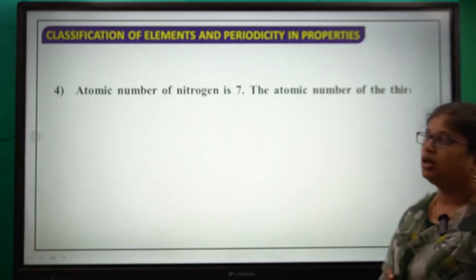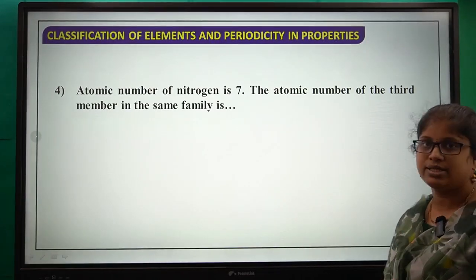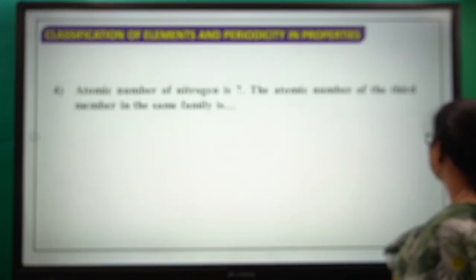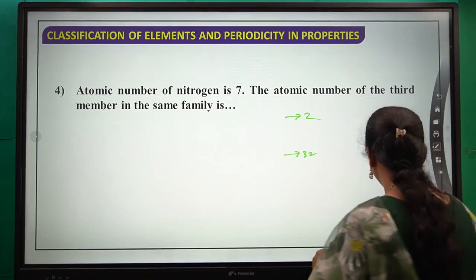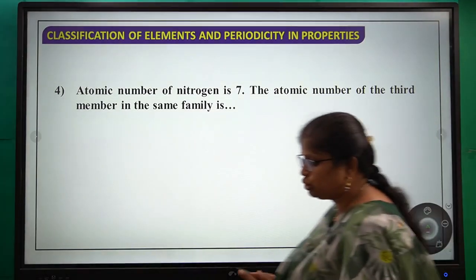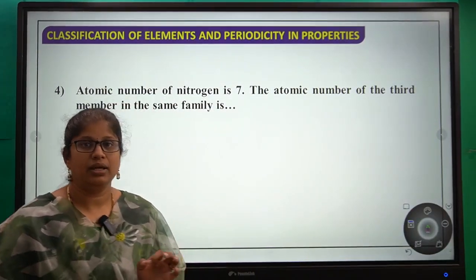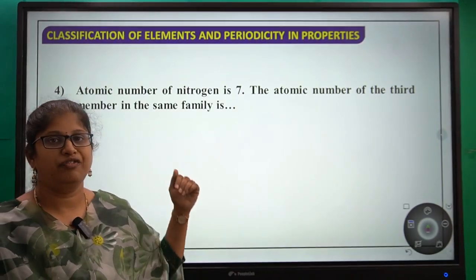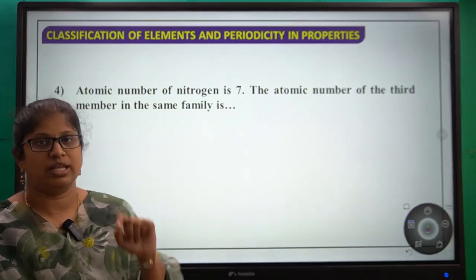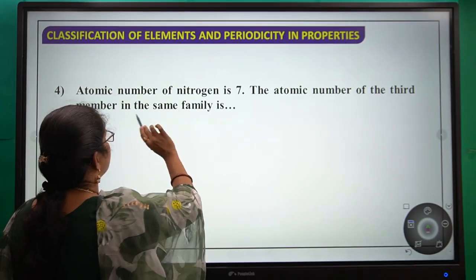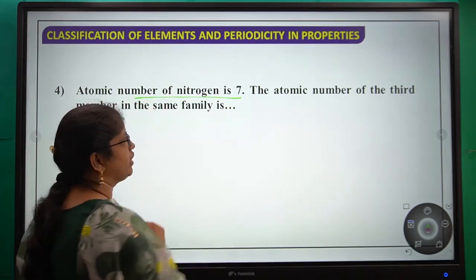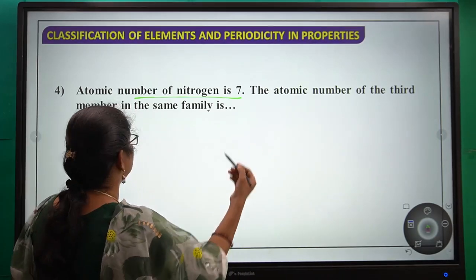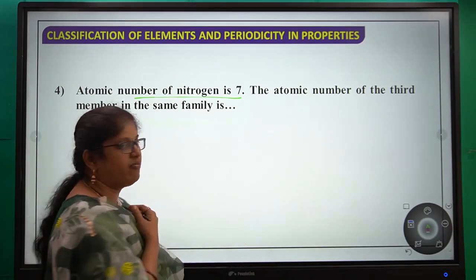Atomic number of nitrogen is 7. The atomic number of the third member in the same family. So here, how to calculate atomic numbers? Simply, I will tell you one trick to remember the atomic numbers of the different elements in each group if you know the first element. Okay. So for example, what he is asking, atomic number of nitrogen is 7, and the atomic number of the third member in the same family.